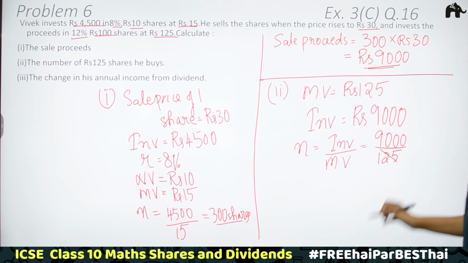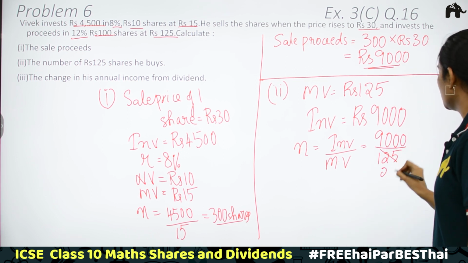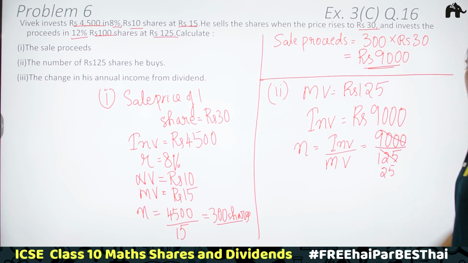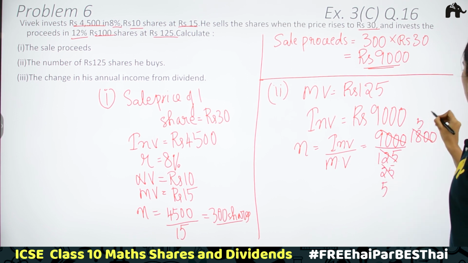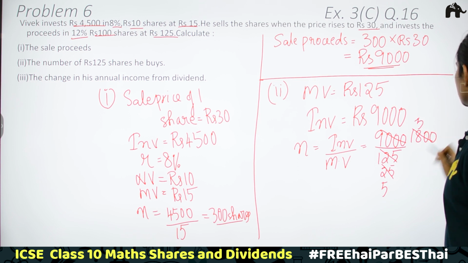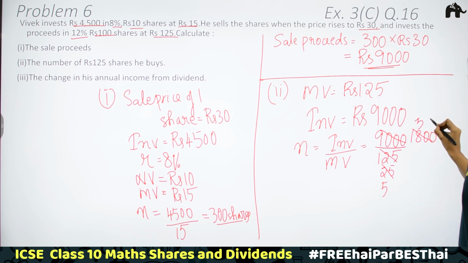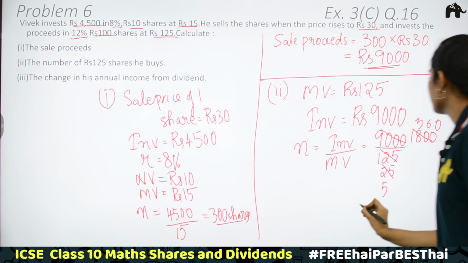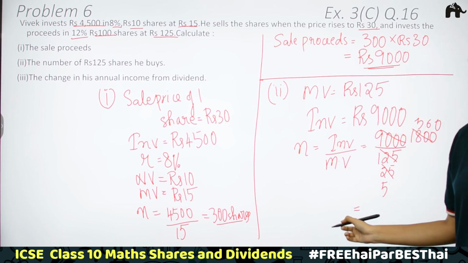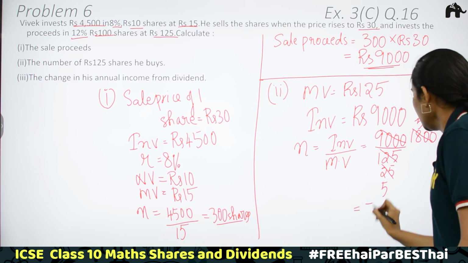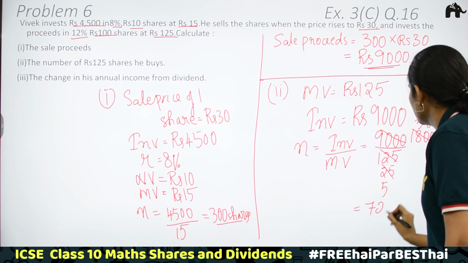Cancelling with 5, you will get 25, 1800. Again 5, 3, 6, 0. The final number of shares is equal to 360 by 5. What is 360 by 5? 72 shares.